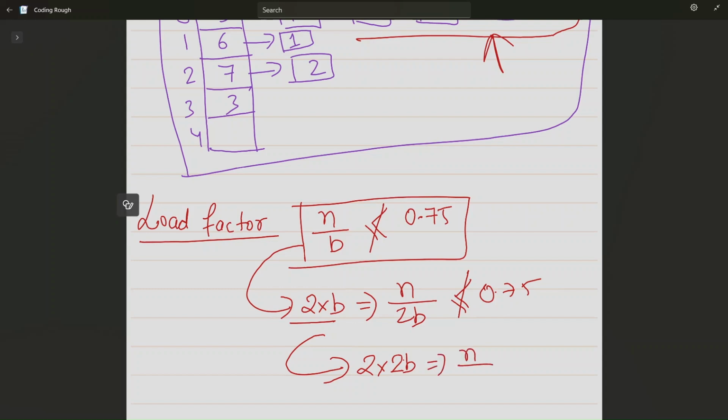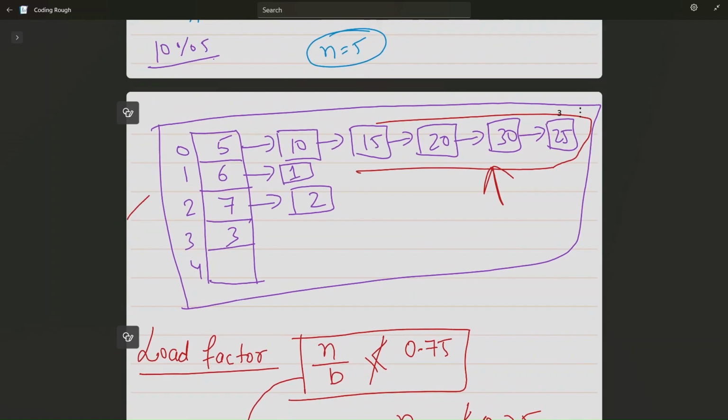If it is satisfied, then you are using a correct load factor, and this kind of situation will not occur, because there will be 1 million data, there will be billions of data, and you won't do it like this, right? So that's why load factor comes into the picture.